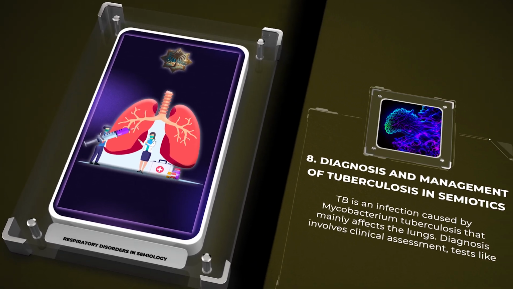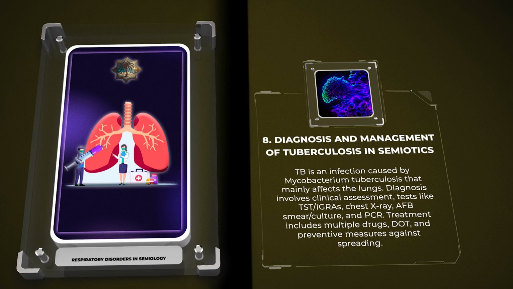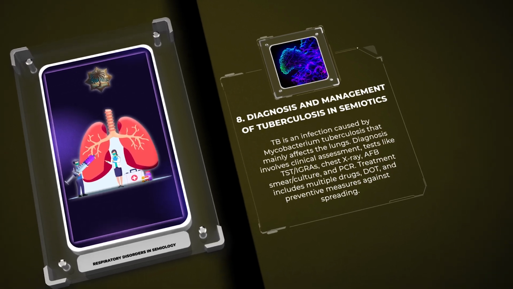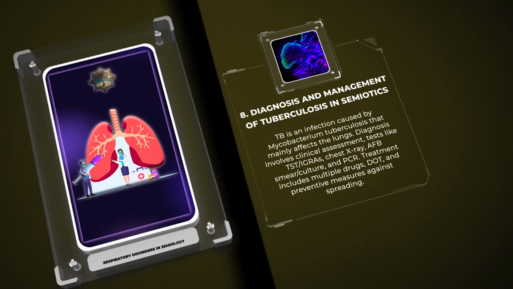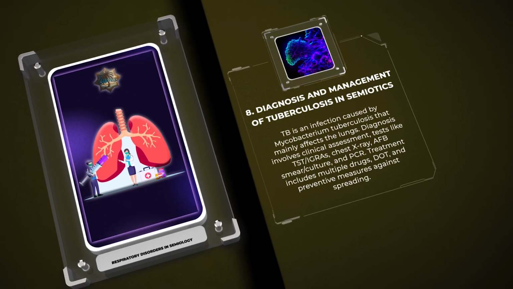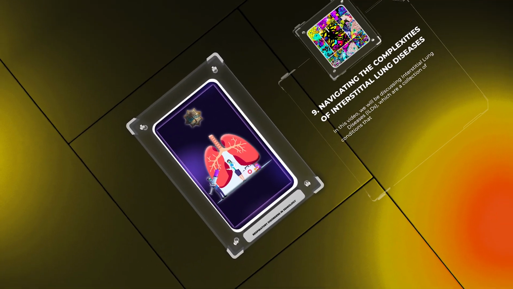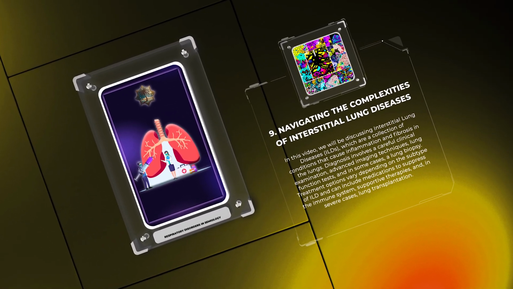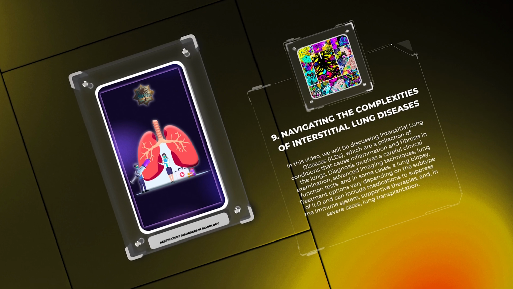Diagnosis involves clinical assessment, tests like TST/IGRAs, chest X-ray, AFB smear/culture, and PCR. Treatment includes multiple drugs, and preventive measures against spreading. In this video, we will be discussing interstitial lung diseases, ILDs, which are a collection of conditions that cause inflammation and fibrosis in the lungs.